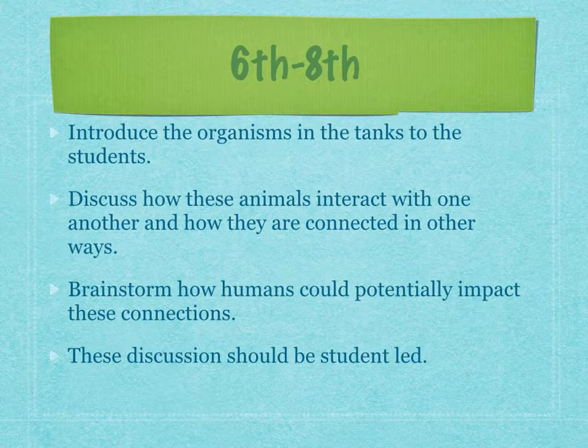6th through 8th grade will discuss how animals interact and in what other ways they are connected. Again, start this station by introducing the organisms in the tank. Proceed this by discussing how they think these animals interact or how they are connected. Animals can be connected in various ways. They can share a common food resource. They could share habitat. Then brainstorm how humans could potentially impact these connections.